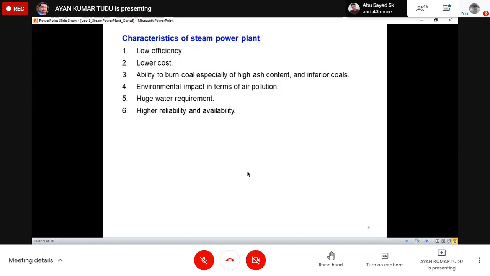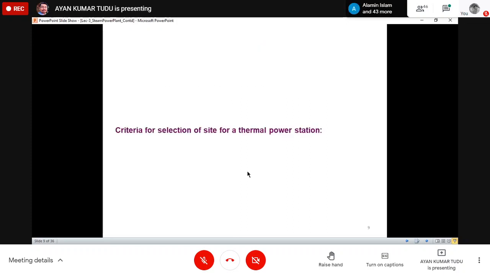So this was the characteristics of the steam power plant. So what is the criteria then of selecting the site for a thermal power plant? So criteria of selecting a thermal power plant. Number one টা তো obviously আমাদের কাছে খুব common, আমরা এটা নিয়ে খুব সারাদিনে দেখছি.